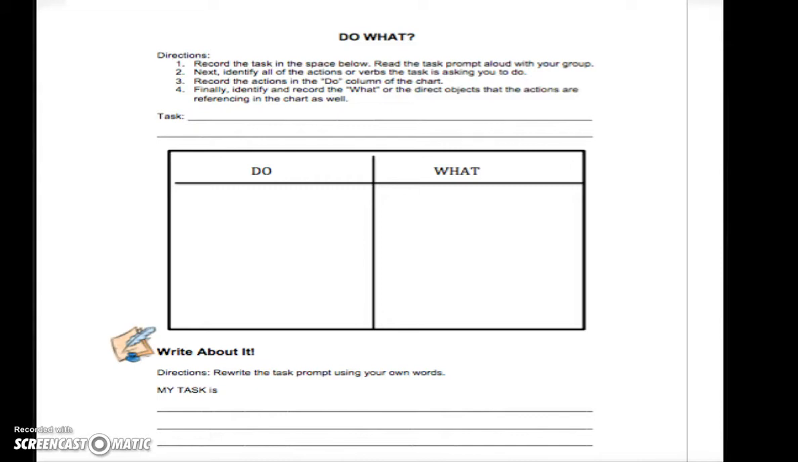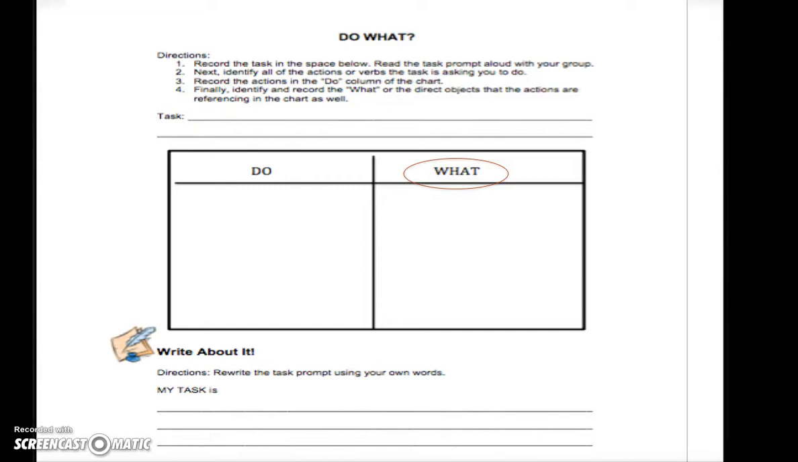There are 4 steps when filling in your chart. Record the task in the space below. Read the task prompt aloud with your group. Next, identify all of the actions or verbs the task is asking you to do. Record the actions in the do column of the chart. Finally, identify and record the what or the direct objects that the actions are referencing in the chart as well.